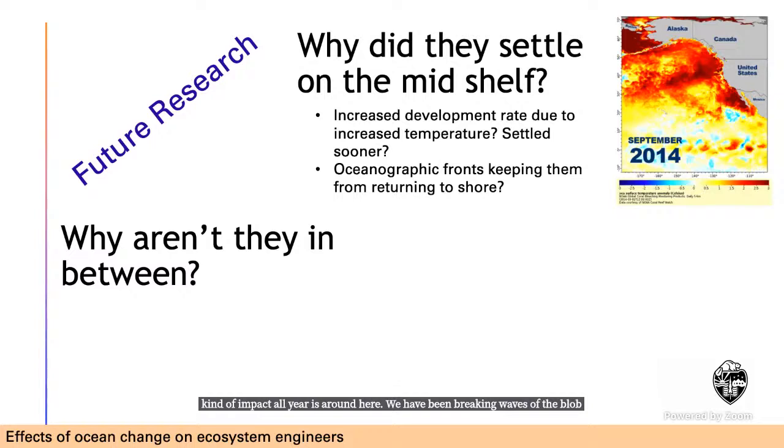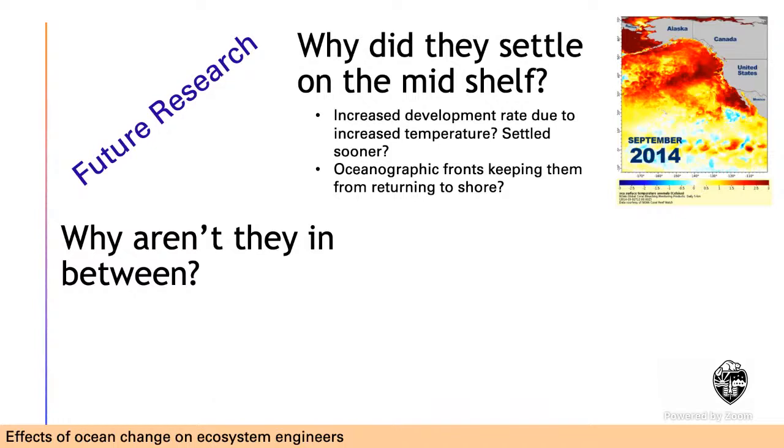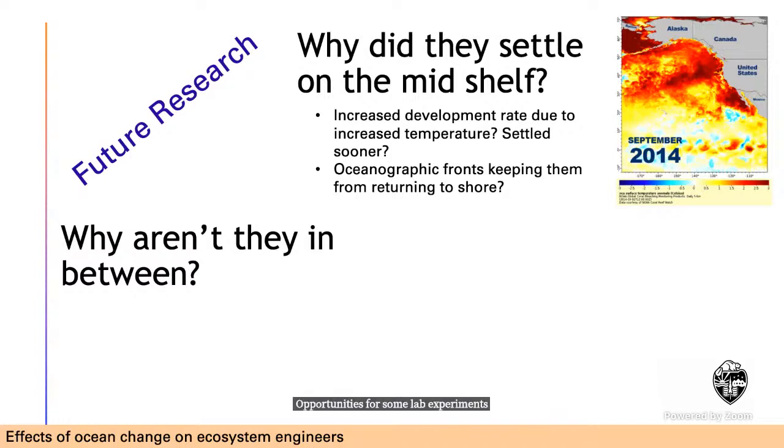We had the heat wave with the blob. So hypotheses: maybe they had increased development rates due to the warmer temperatures, and thus were ready to settle out of the plankton before they made it back to the estuary. They normally come out of the estuary and go back in to settle, or maybe some oceanographic fronts kept them from returning to shore. So there are opportunities for some lab experiments on larvae, some hindcasting.